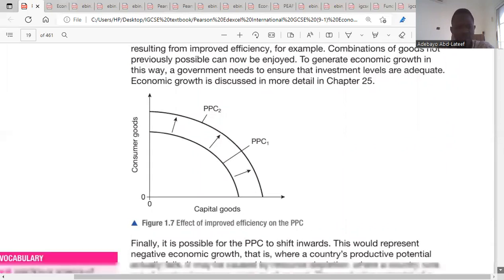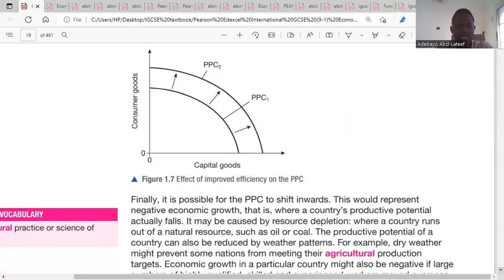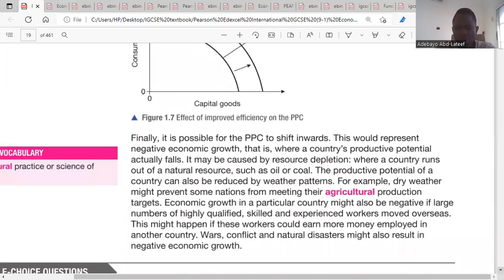Here they said, based on what we have here, finally it is possible for the PPC to shift inward. This would represent a negative economic growth. I said that already, right? If the PPC is shifting inward, it represents what? A negative economic growth. That means the economy of that country is falling. All right. So now, they said this will represent negative economy. That is where a country's productive potential actually falls. It may be caused by resource depletion.